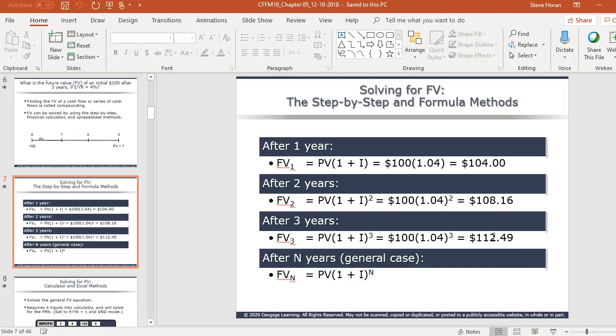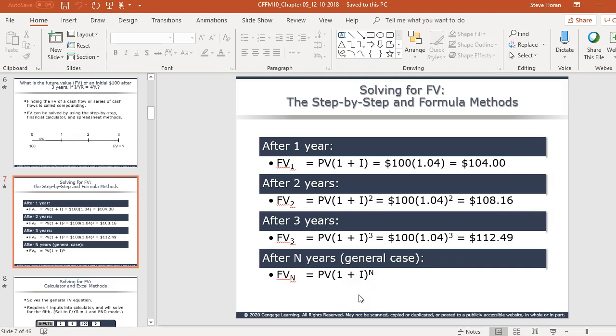Okay, so that's kind of just the step-by-step approach. And the formula to solve for this future value of N, just any number of years or number of periods, is the present value multiplied by 1 plus I, the interest rate, to the power of N, the number of years. Okay, so that's the formula right there.